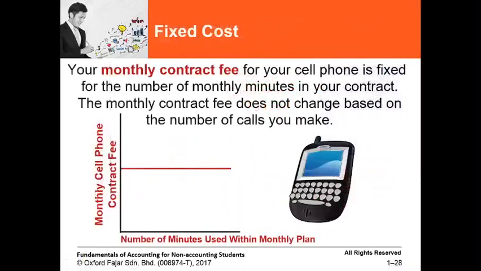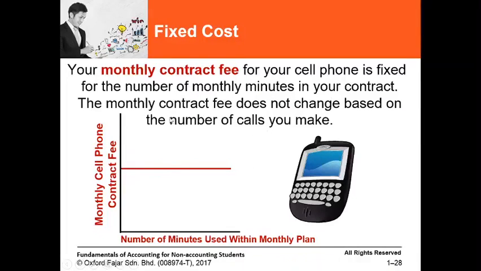Okay, so let's go to the second part, which is fixed costs. This is applicable to what we have currently, especially if you are using a postpaid plan. Your monthly contract fee for your cell phone is fixed for the number of monthly minutes in your contract. The monthly contract fee does not change based on the number of calls that you make.